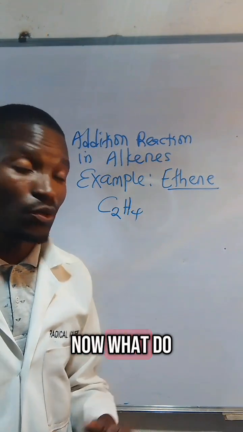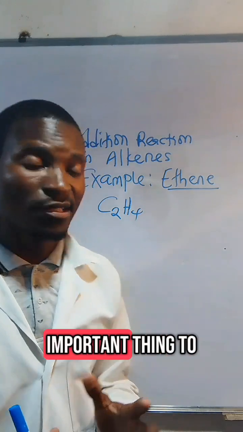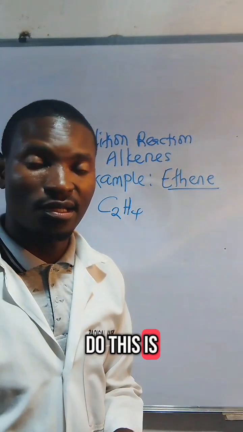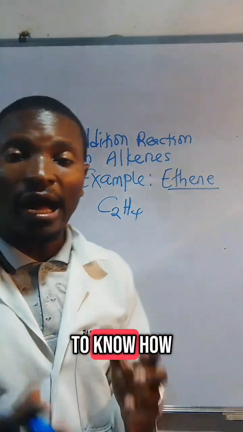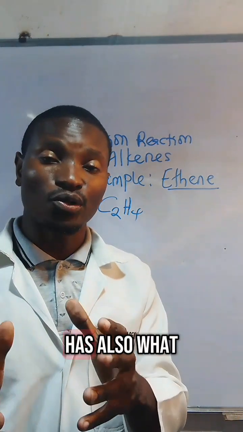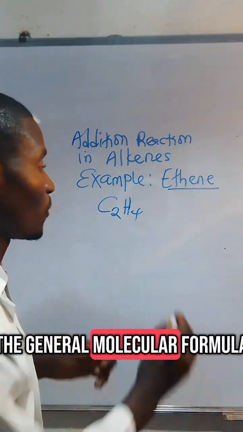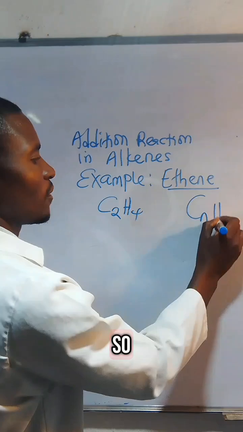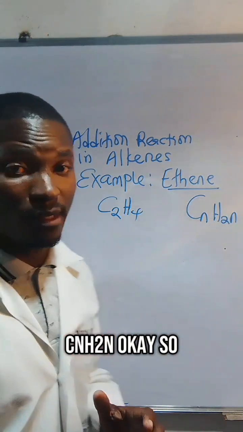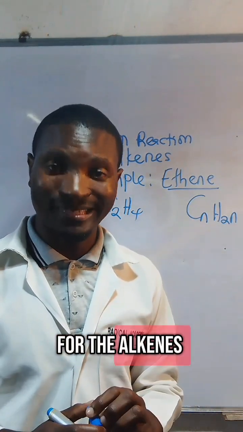Now, what do you need to know? The most important thing to understand when you do this is how do you come up with the formula? So, the alkenes also have what is called the general molecular formula, and this is the general molecular formula: CnH2n. Okay, so this is the general molecular formula for the alkenes.